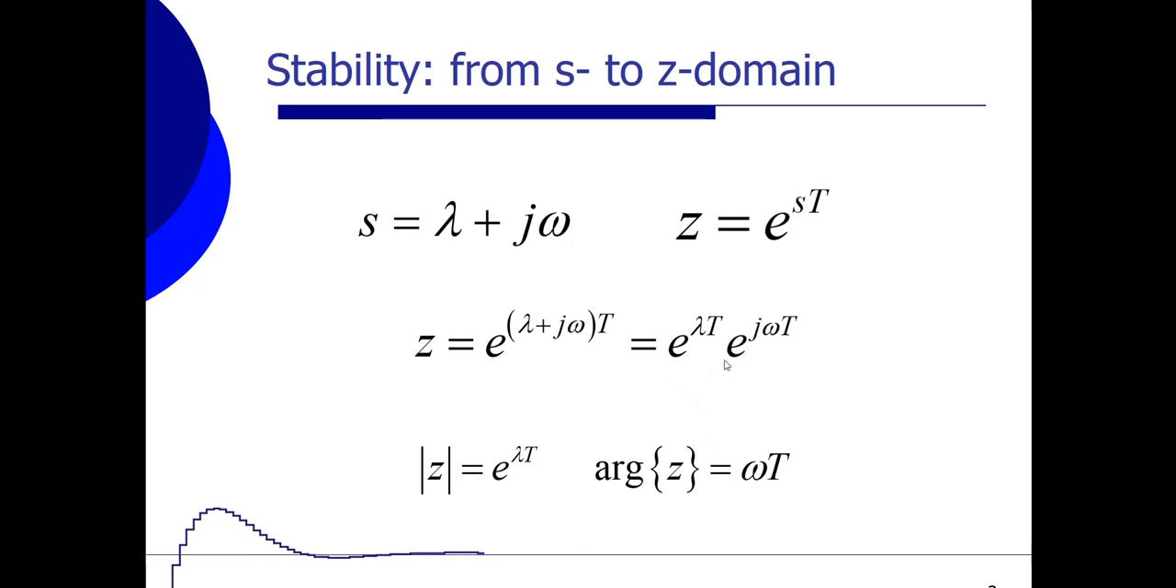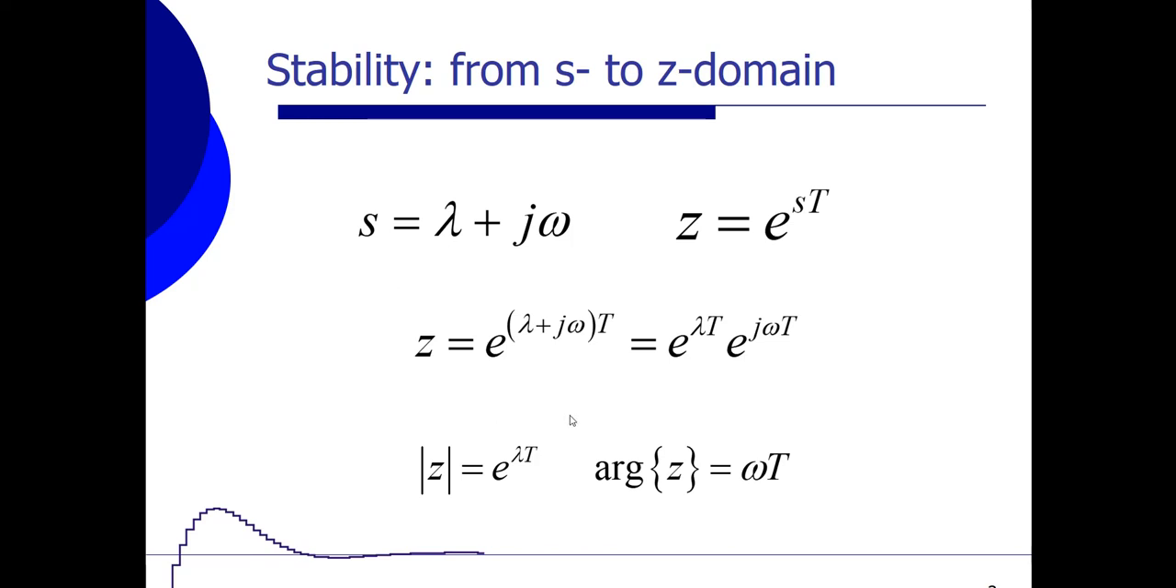So we have an Euler notation of a complex number with e to the power lambda times T as the amplitude and omega times T as the argument, or the phase. And remember, in the S domain, we define the border between instability and stability as the imaginary axis, the axis where lambda is 0. Everything in the left half plane was stable, and when one or more poles are in the right half plane, we have an unstable system. So we have to look at that border in the S domain where lambda is 0.